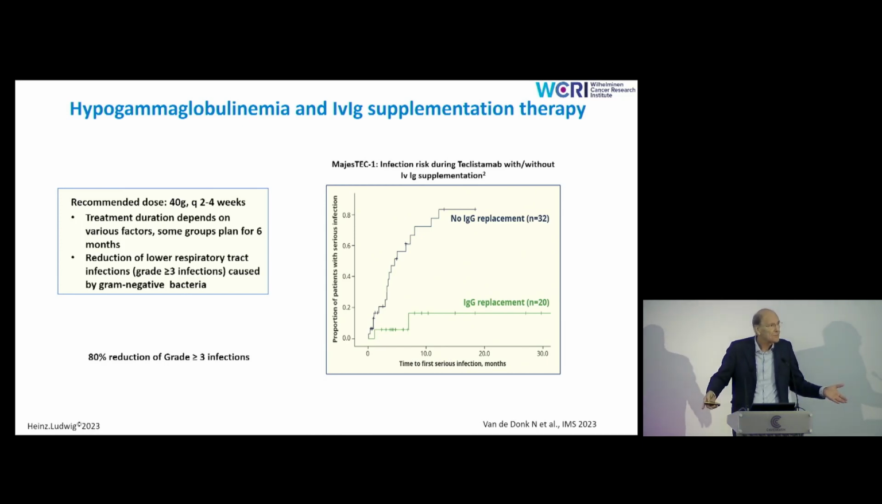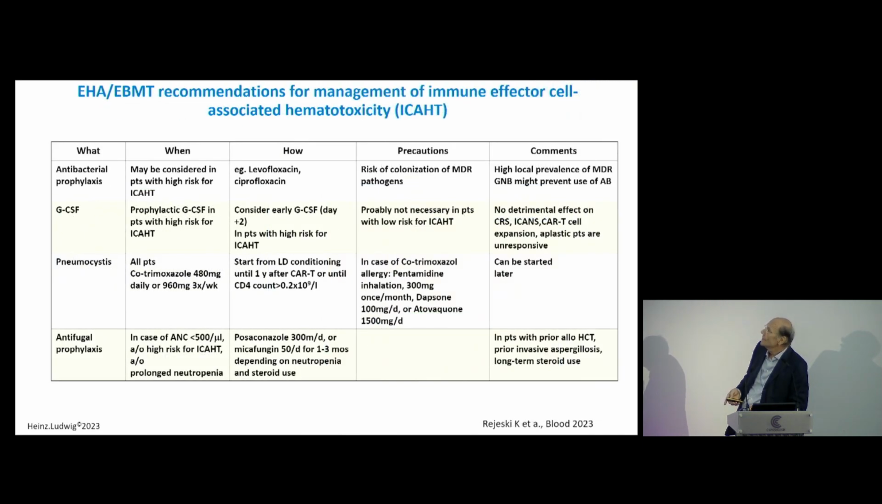So actually, that is what is done now in clinical practice. Now, when we look at certain international societies and their recommendations, we have talked about antibacterial prophylaxis. I'm not going to talk about GCSF. That is evident that patients should receive GCSF. The question is, if the patient is completely aplastic, I'm not sure whether it's really helpful.